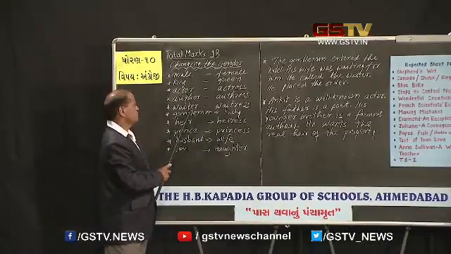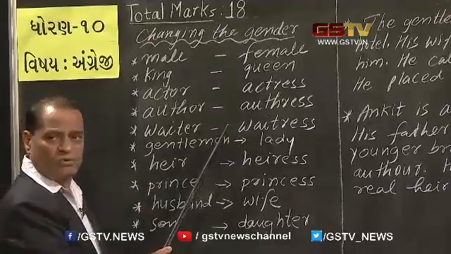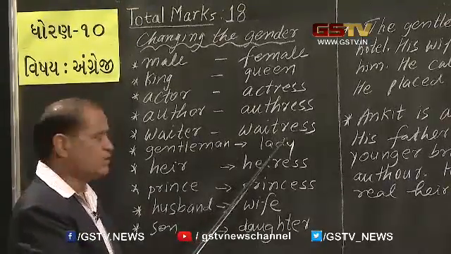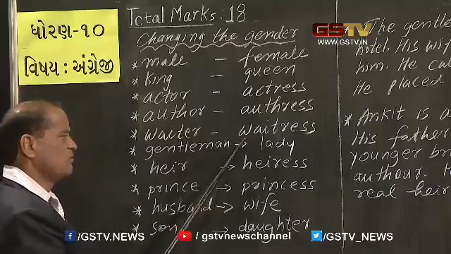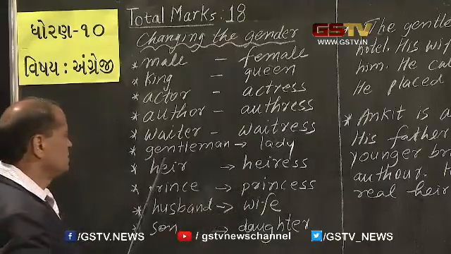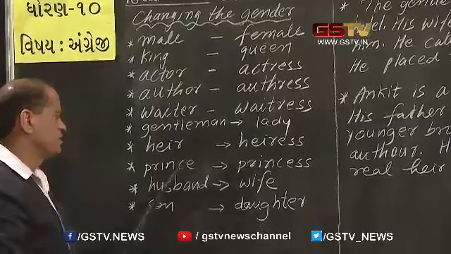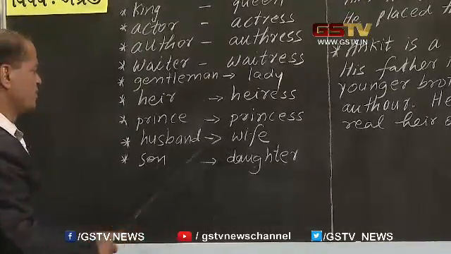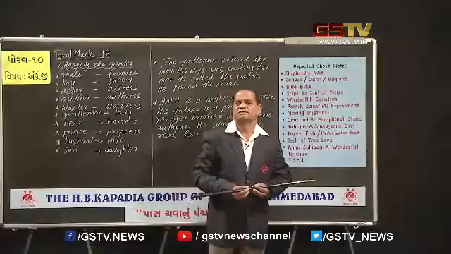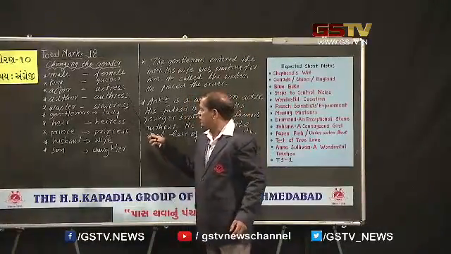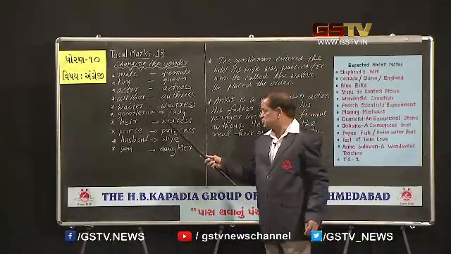Waiter: you see here in the spelling of waiter, I have used E after T, but when we change it into feminine gender, we have to remove the E that is used after T, meaning WAITRESS. Gentleman is converted into lady, heir becomes heiress, prince, princess, husband, wife, son, daughter. So, when you are going to convert the gender, keep these spellings in your mind. Most mistakes are committed by the students in spelling only.